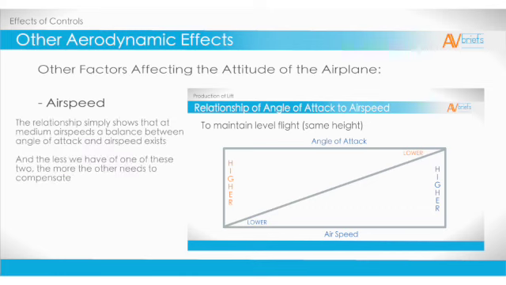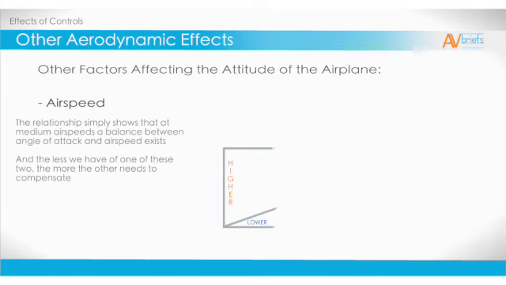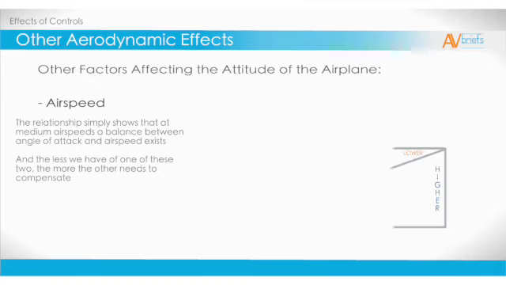The relationship simply shows that at medium airspeeds, a balance between angle of attack and airspeed exists. And the less we have of one of these two, the more the other needs to compensate. So at lower airspeeds, we need a higher angle of attack. And at higher airspeeds, we need a lower angle of attack.